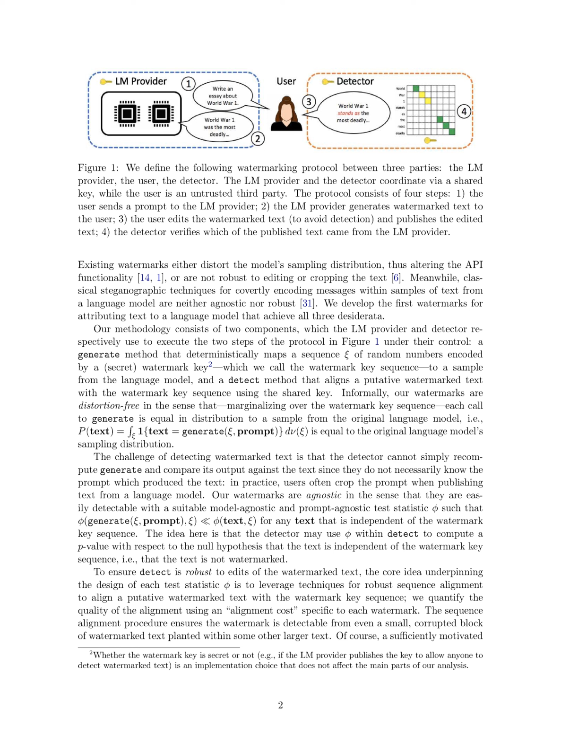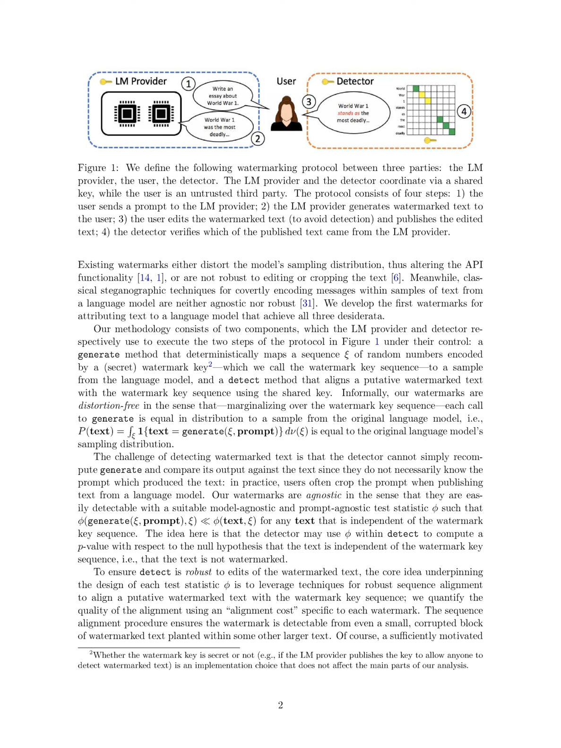Our approach consists of 2 components: a generate method that maps a sequence of random numbers encoded by a watermark key to a sample from the language model, and a detect method that aligns a suspected watermark text with the watermark key sequence using the shared key. Our watermarks are distortion-free, meaning that each call to generate is equal in distribution to a sample from the original language model. Detecting watermark text is challenging because the detector cannot simply recompute generate and compare its output against the text, as they may not know the prompt which produced the text.